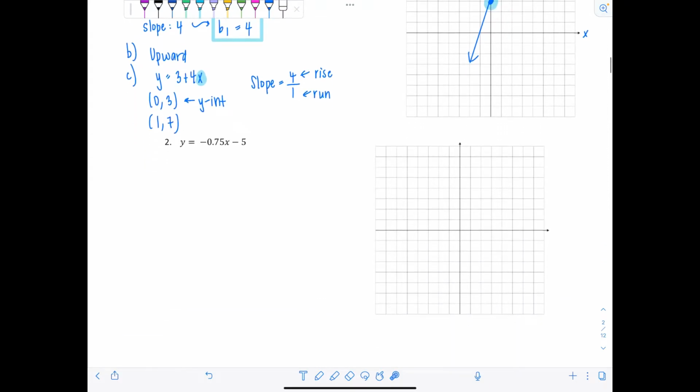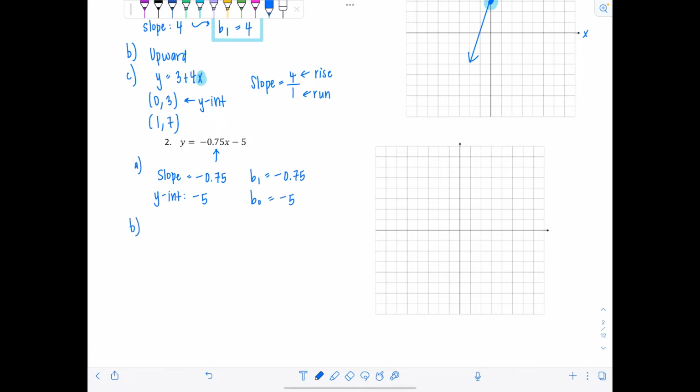Okay, next example, example 2, we have y equals negative 0.75x minus 5. So this time they switched the order of the terms. Notice the slope here is negative 0.75 and the y-intercept is negative 5. So I'm going to write it in terms of B0 and B1 just to get you used to it, since that's what the book's going to do. So B1 is negative 0.75 and B0 is negative 5.